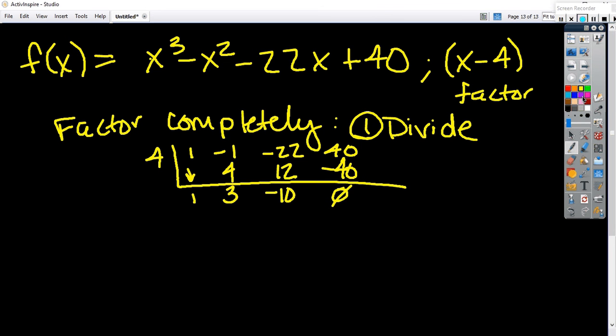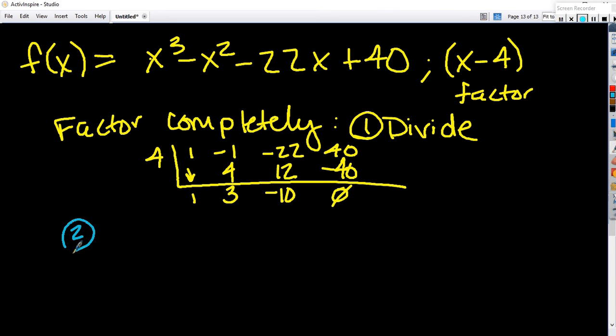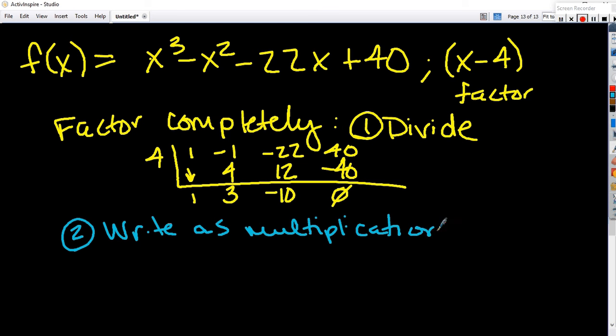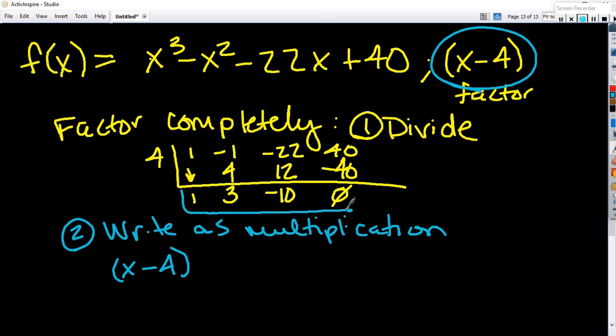So now, write it as a multiplication problem. What do I mean by that? Like the little parentheses. Take what you divided by, x minus 4, and then put in another parentheses and write what you got when you divided: x squared plus 3x minus 10.